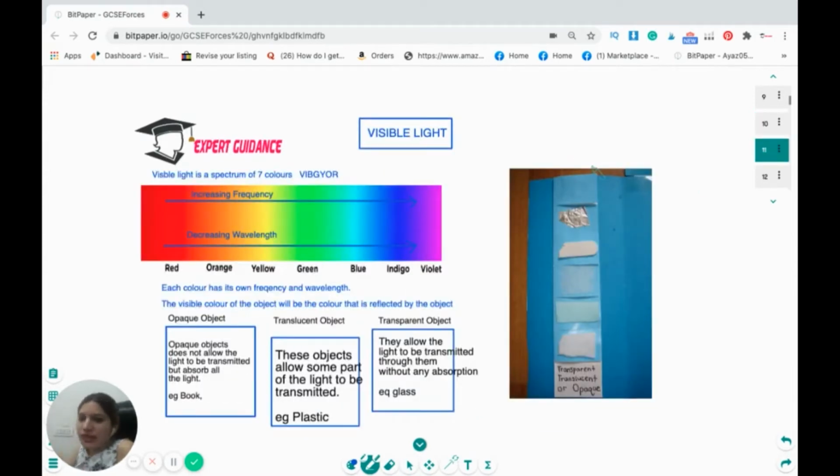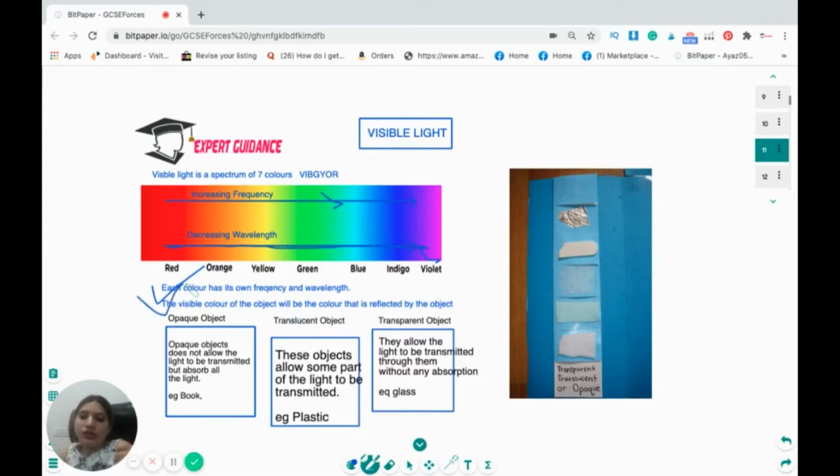Now, what is visible light? Visible light is a spectrum of 7 colors: violet, indigo, blue, green, yellow, orange, red. You need to remember that from red to violet, the frequency is increasing, but the wavelength is decreasing. So red light has the highest wavelength, and violet light has the lowest wavelength. Each color has its own frequency and wavelength. The visible color of an object will be the color that is reflected by the object. For example, if you see something green, it means that object is reflecting the green color. That is why you are seeing a green color.